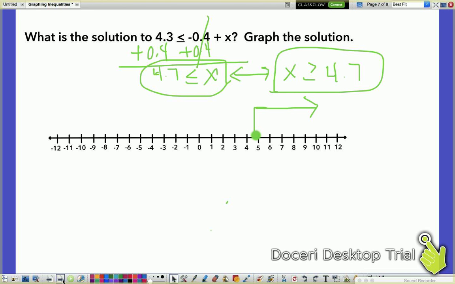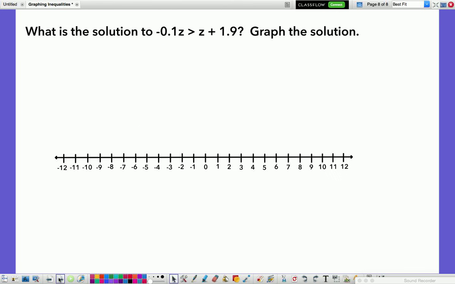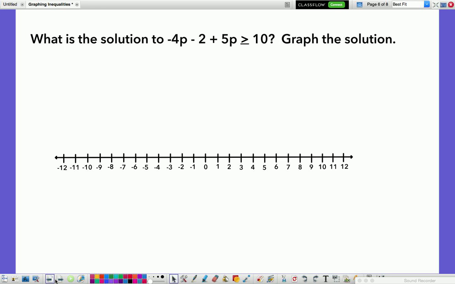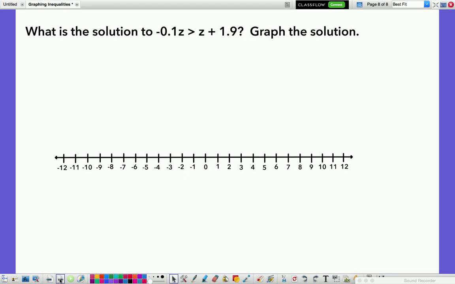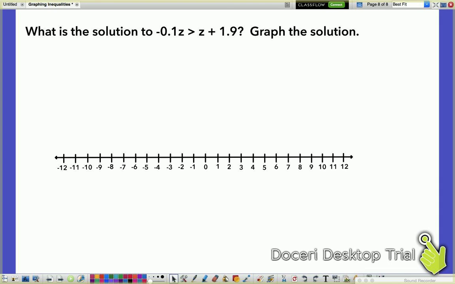All right, so last one. Oh, we missed one. I'll go back and do that one later. Okay, so negative 0.1z is greater than z plus 1.9. Okay, so z is positive. I'm going to subtract it. So I basically have negative 0.1 minus 1.0. Okay, because there's a 1 with that z.